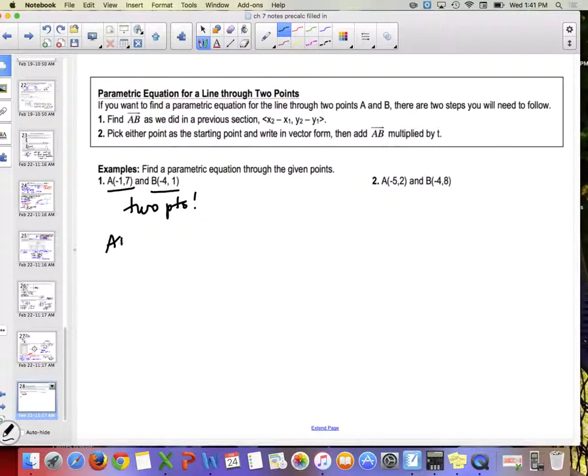So remember, if you have 2 points and you want to get their vector, what we do is we just take the x2 minus the x1. So -4 minus a -1. Oops, I didn't do my pointy thing. So I do -4 minus a -1, and then I'm going to do 1 minus a 7. Do you guys remember that? So we end up getting -3, comma, -6. Okay, that's going to be like our starting point.